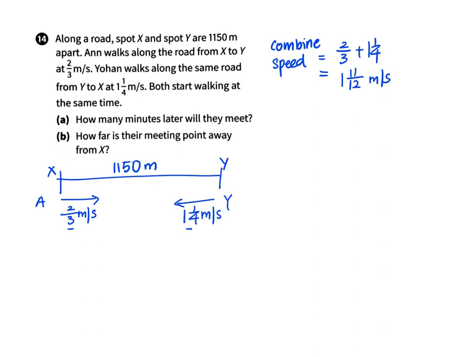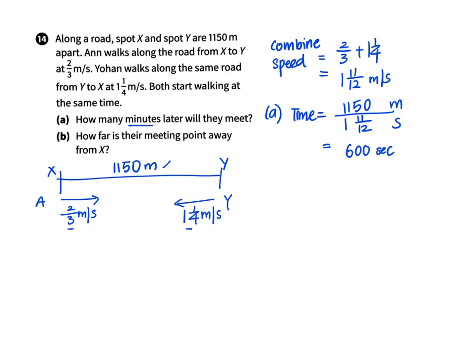Now the question asks for how many minutes later will they meet. So time is given by distance divided by speed. The distance is 1150, which is in meters. Divide by the speed, which is 1 and 11 over 12, that is in seconds. And we have the time to be 600, but this is in seconds.